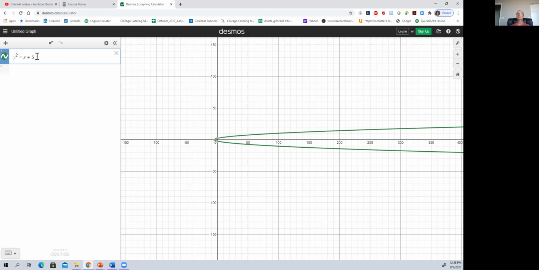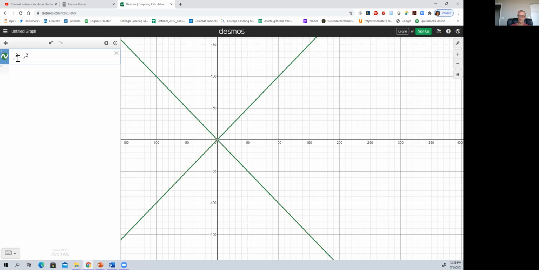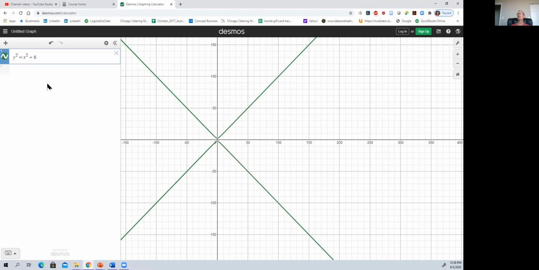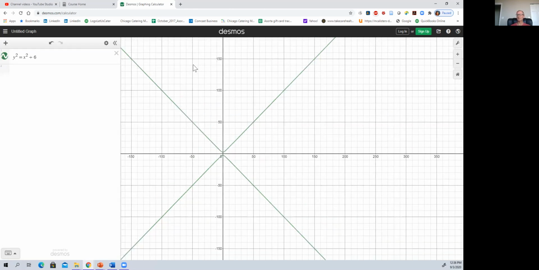Let's do one more. How about if we do a circle? So x squared plus y squared plus 6. Oh, that's not quite a circle. So this is y squared equals x squared plus 6, just another equation to show you. You can see it's a parabola that opens up and down. And in this case, definitely not a function, because you can draw a vertical line and every vertical line passes through 2 points. So that one's definitely not a function.